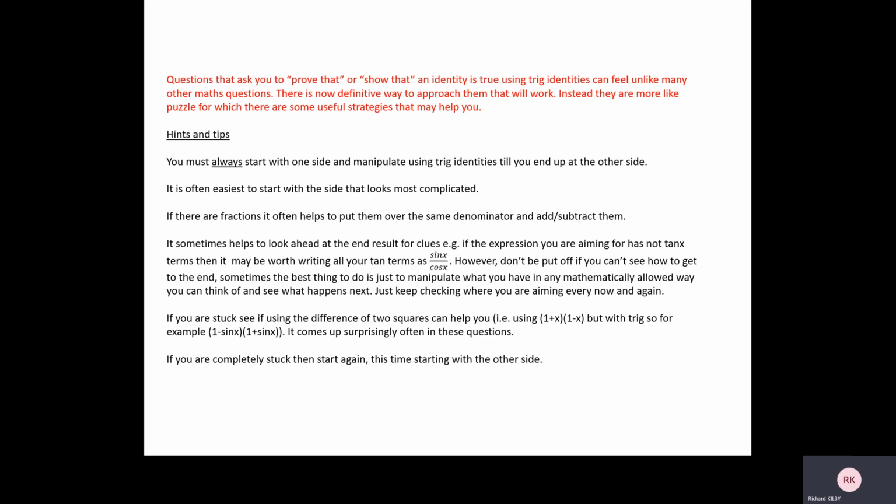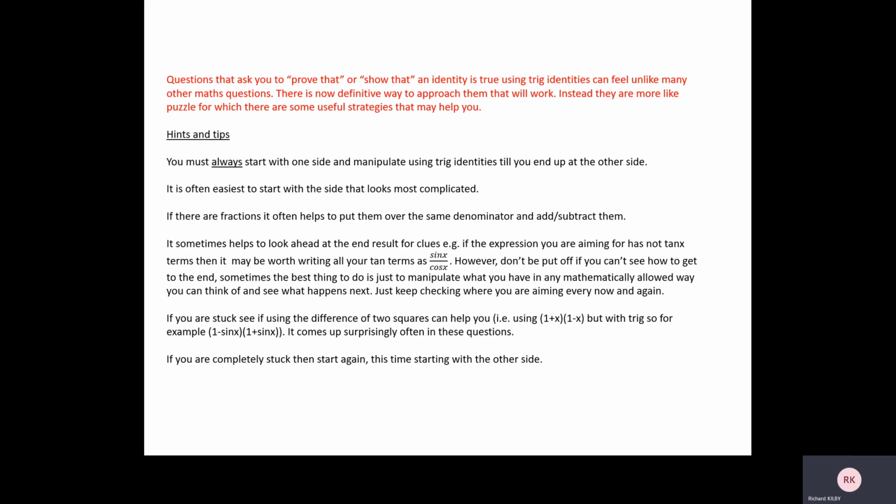So if you have to prove that or show that an identity is true using trig identities, it can feel different to other maths questions. It can feel a little bit uncertain because there's lots of different ways to do it. There's often lots of different paths to get there, and there's not a definitive way to approach these questions. It's not like I'm going to say you always do this, then you do this, and then you do this. Instead, there are general guidelines. And if you try and think of them as a puzzle, as a challenge, rather than, oh, I hate these questions, that would be great.